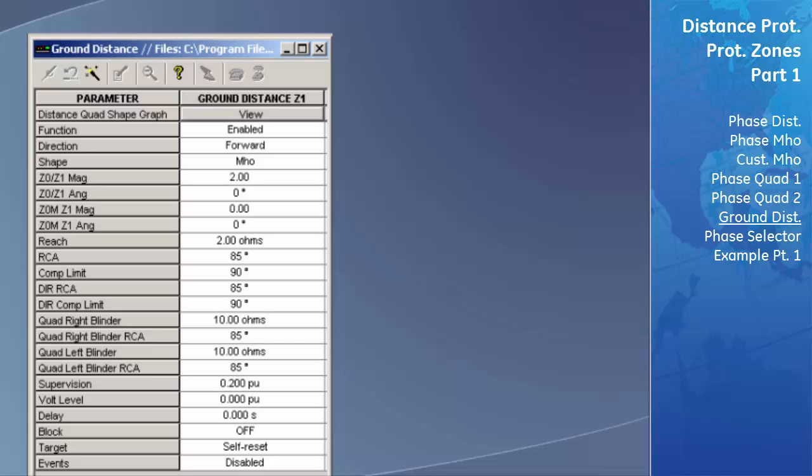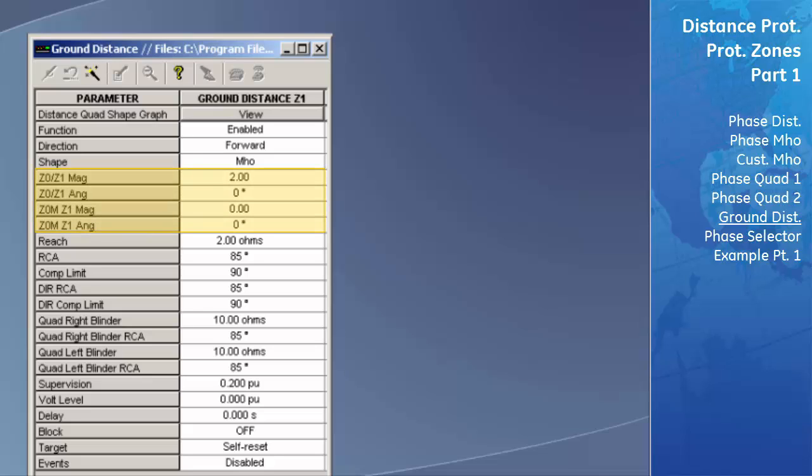If you look at the list of settings that are available for the ground distance elements, you will notice that there are no settings to configure the compensation for measuring devices and transmission lines that are located on the opposite side of the transformer. Single phase-to-ground faults that occur on the opposite side of a transformer will appear to be phase-to-phase faults to the D60. Therefore, in these cases, only the phase distance elements should be used.